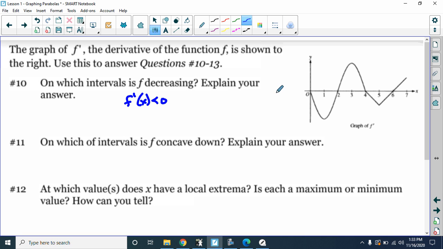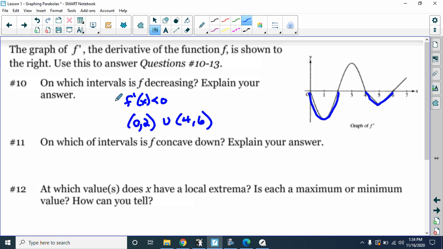This is a graph of the derivative. So I want this graph to be negative. This graph is negative under the x-axis on the interval from 0 to 2. Notice it's under the x-axis from 0 to 2. Now it's above the x-axis, and it's also under the x-axis from 4 to 6.